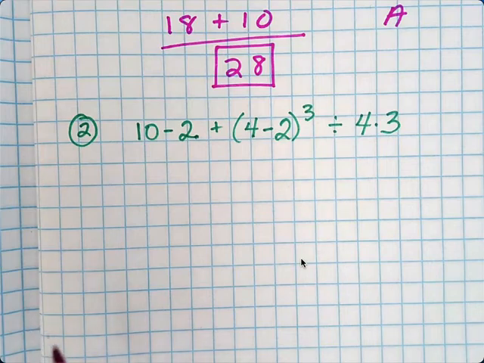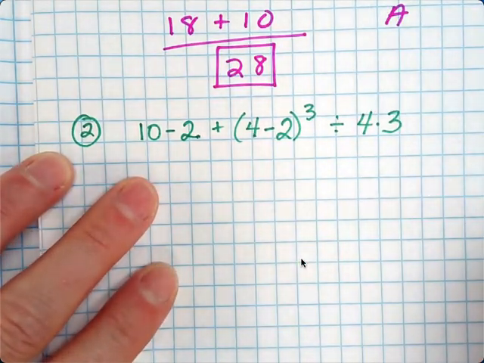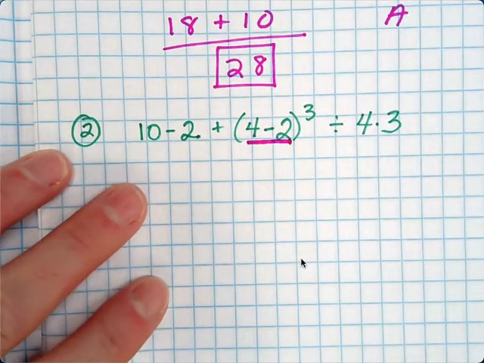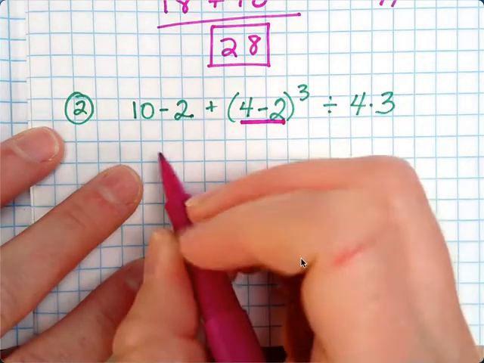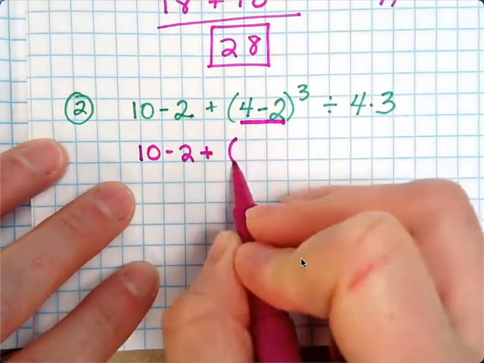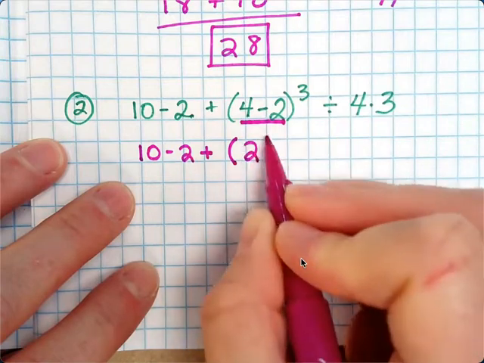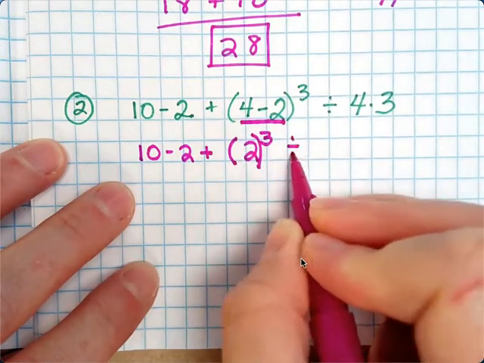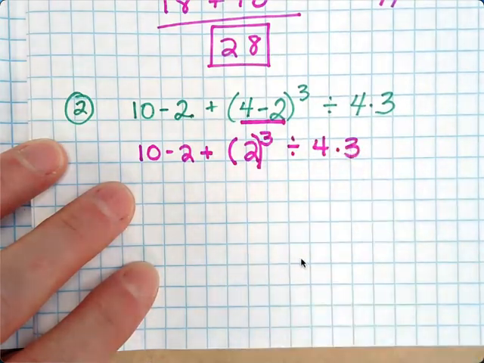Do you have the problem written? So first thing is parentheses. So we're going to do this 4 minus 2. So we still have the 10 minus 2 plus 4 minus 2 is 2 to the third power, and then divided by 4 times 3.